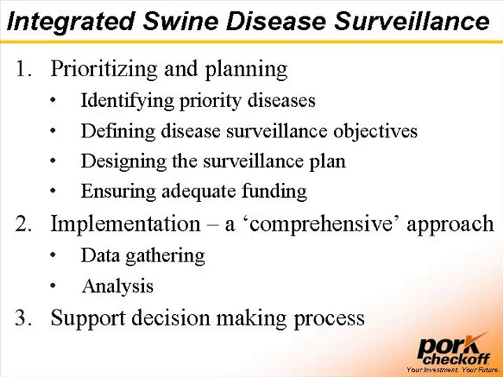Once we identified those priority diseases, we needed to define our surveillance objectives. Is the objective proving freedom of disease? Is it proving that there's a change in prevalence? You had to look at what is the objective of doing surveillance. Then, of course, you have to design the surveillance plan that's going to detect and meet those objectives.